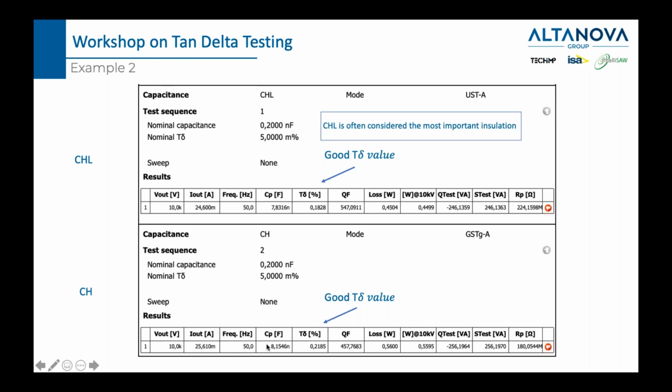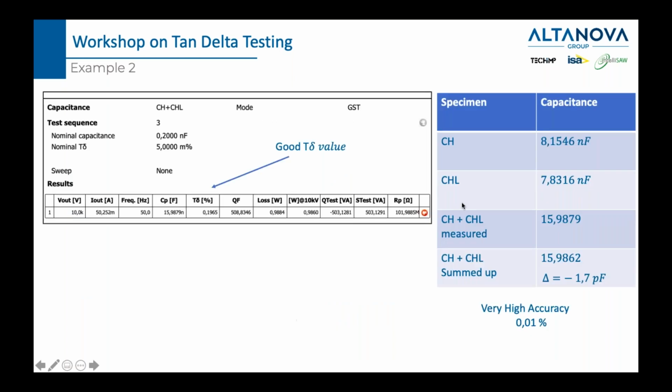The capacitance of CH is 8.15, and we can see CH, CHL, the sum of the capacitances, and the measured sum of the capacitances is 15.98, which is the same as the sum when you add them up with a calculator. So also in this example, by measuring two capacitances on the transformer, we saw that the tan delta was pretty good. It was never above 0.3%, and that's good because this was a high voltage transformer.